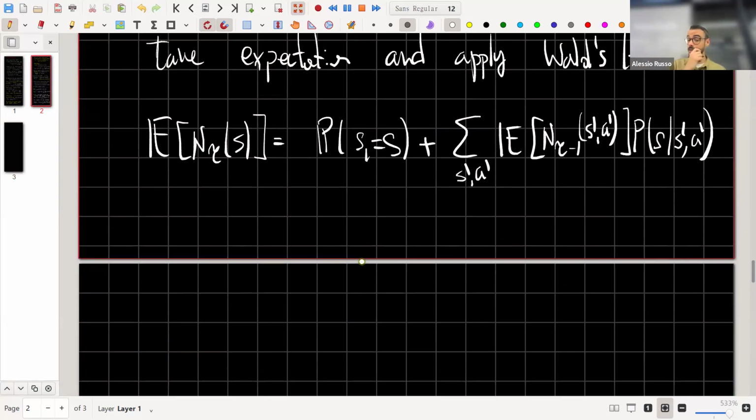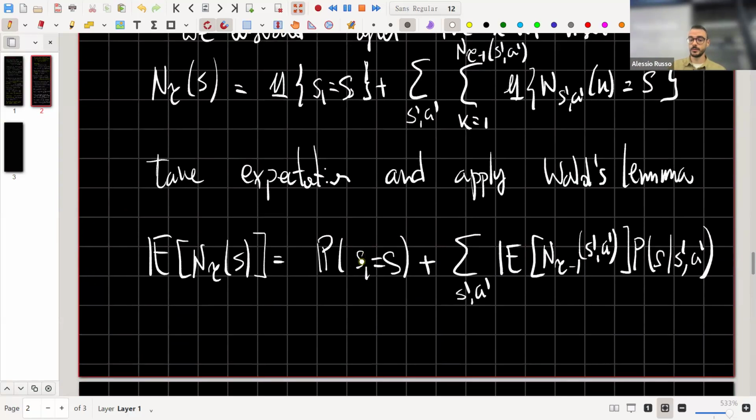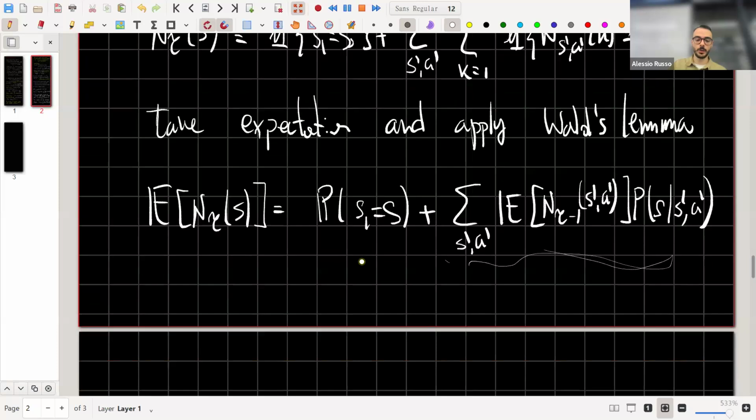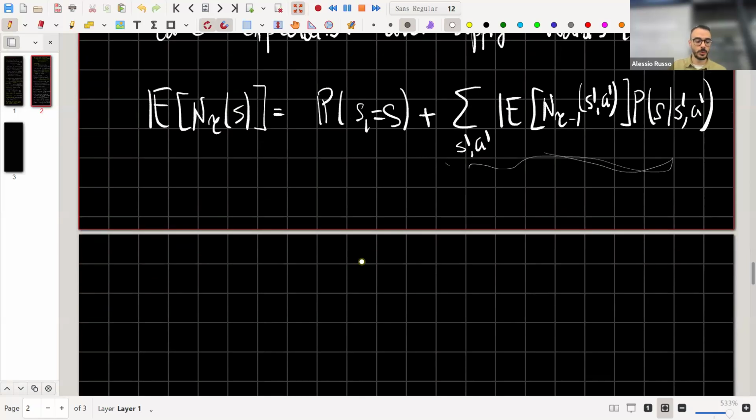What we want to show in the end is that the difference between the expected number of visits minus this kind of quantity is always upper bounded by 1 in absolute value. And we will use this in the lower bound.